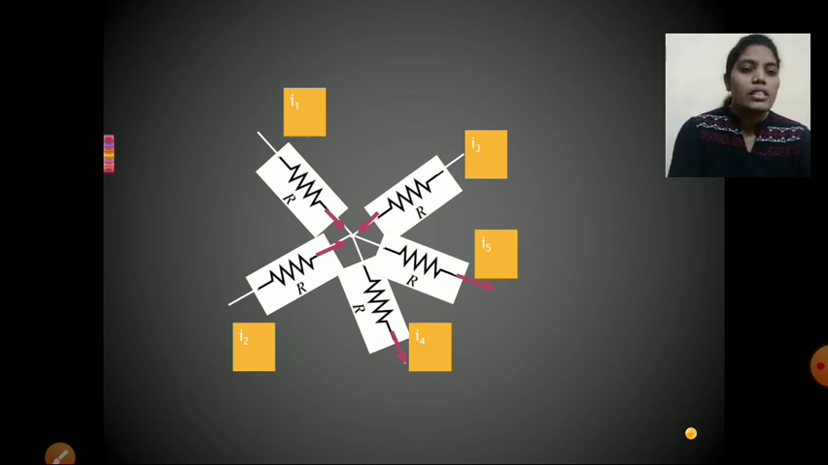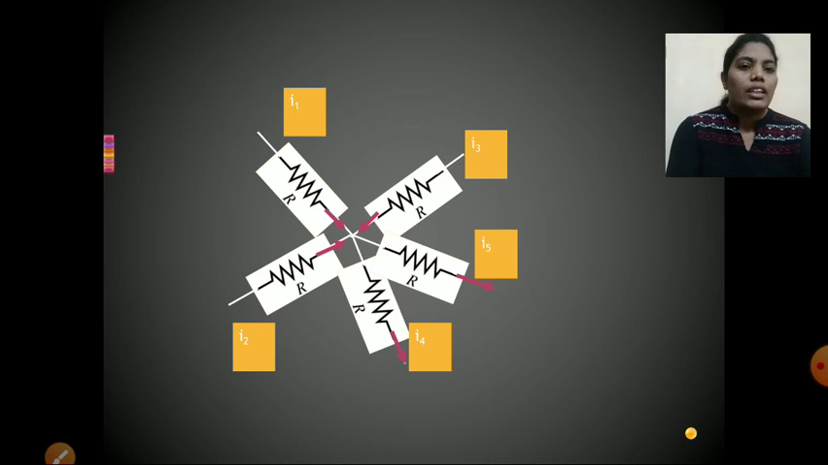Now, to explain Kirchhoff's first law, here in the picture we are considering a junction where 5 currents are meeting: I1, I2, I3, I4 and I5. To understand it easily, I have used arrows in pink color in the picture. Now you can see the directions of current flowing.